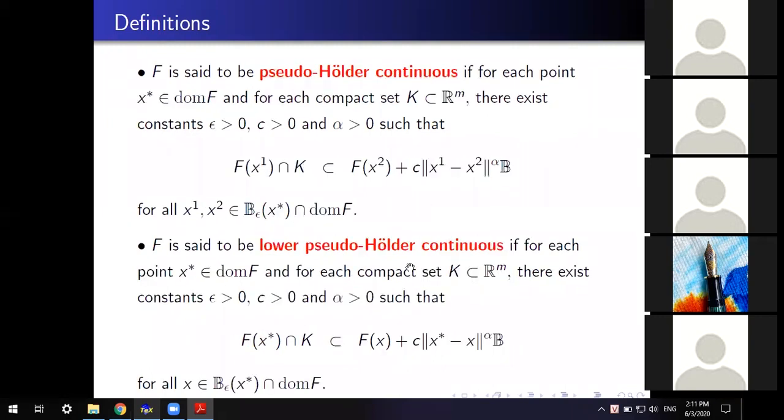The next: F is said to be pseudo-Hölder continuous if for each s star belonging to the domain of F, and for any compact set K, there are constants C, epsilon, and alpha such that the following is satisfied.